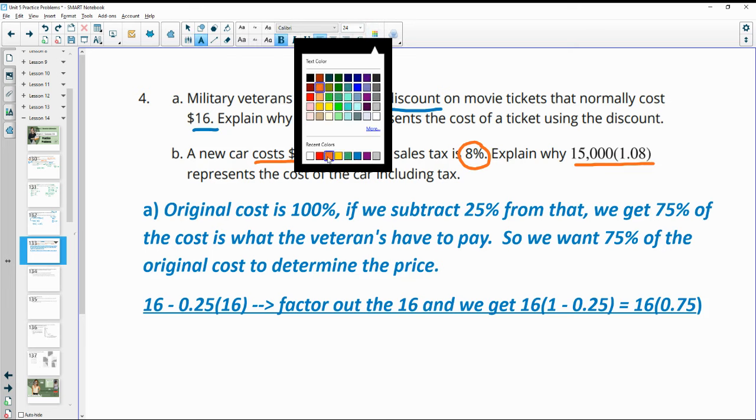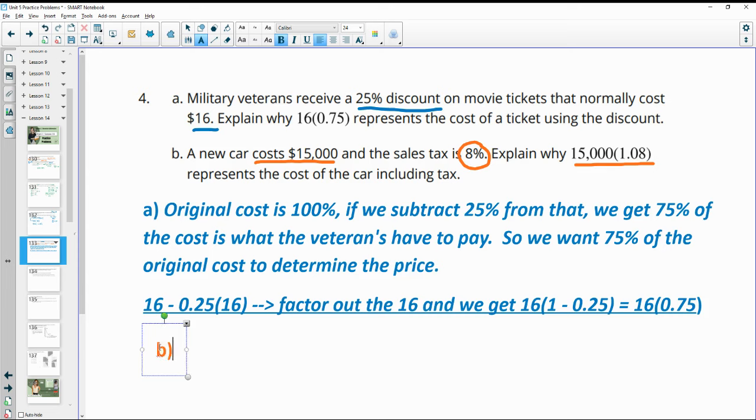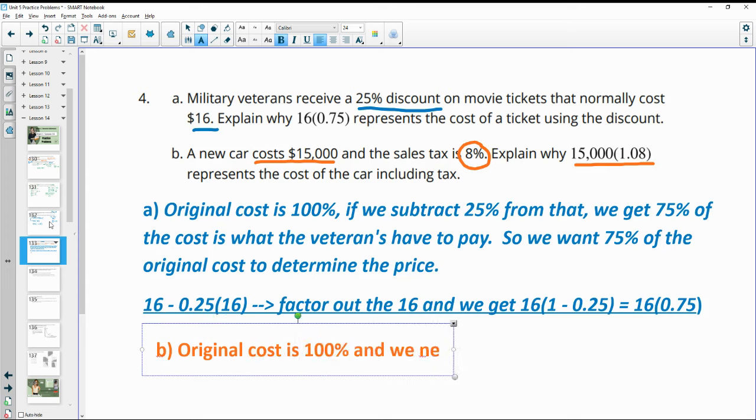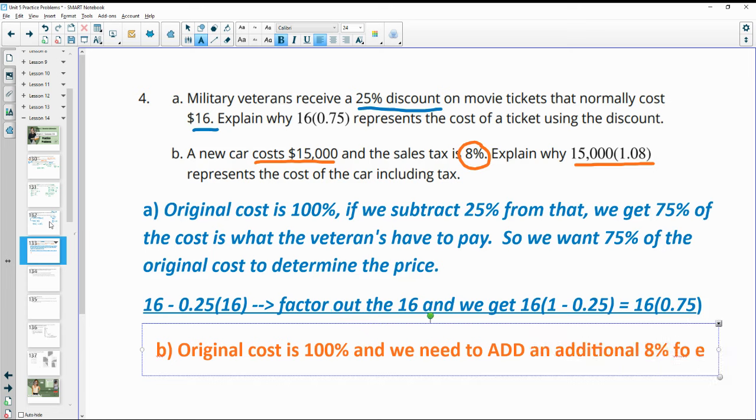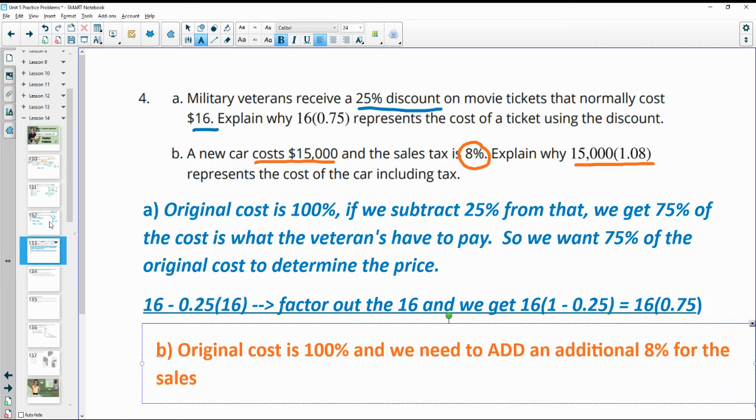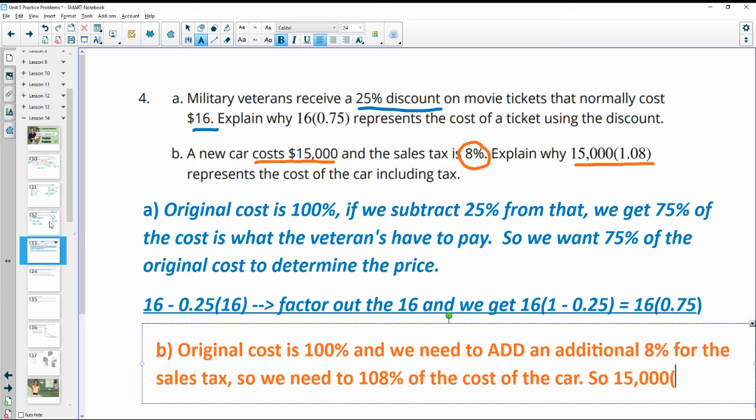So again, for this one, I think you can do it both ways here. I think you can do the same thing that we just did here, where you say the original cost is 100%, and we need to add an additional 8% for the sales tax. So we need to pay 108% of the cost of the car. So 15,000 times 1.08, since that's 108% as a decimal. So you could say it like that.